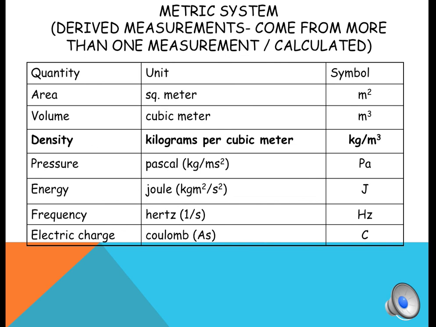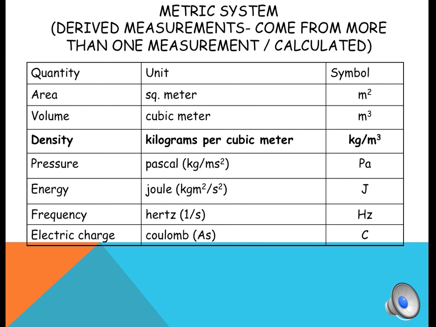We also have derived measurements, meaning they come from more than one measurement or they are calculated. So once again, the data table is showing our quantity, the unit, and then the symbol for that unit. Area is measured by square meters, or m with the exponent of 2. You can also use centimeters for a smaller object, so that would be cm with the exponent of 2. Volume is cubic meters, or m with the exponent 3.